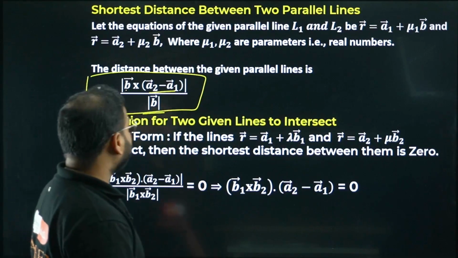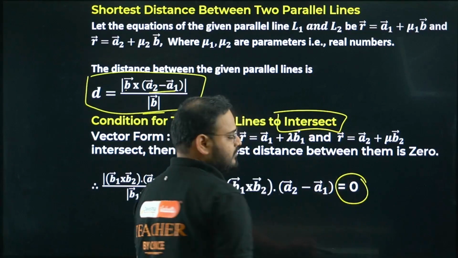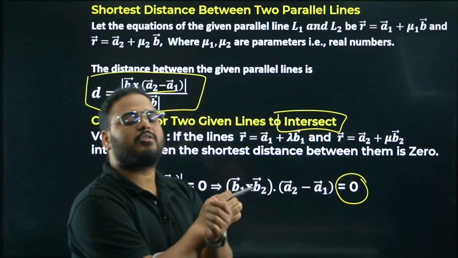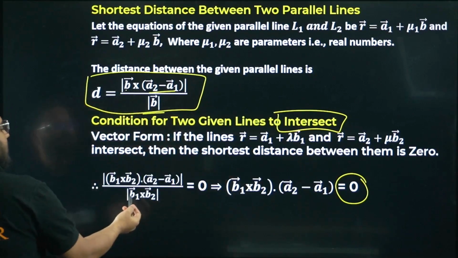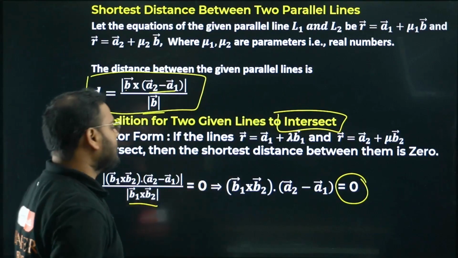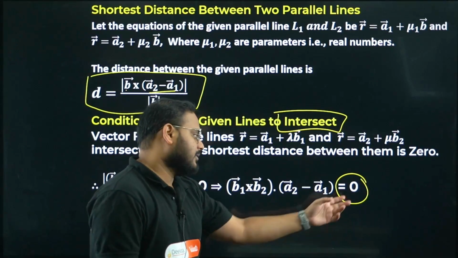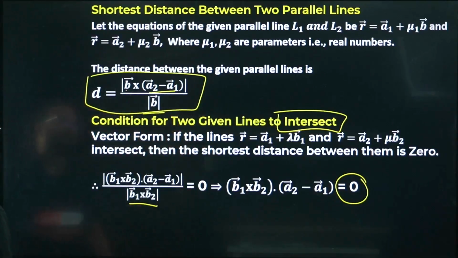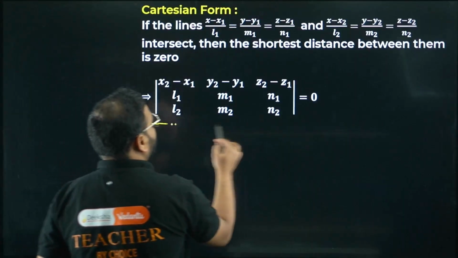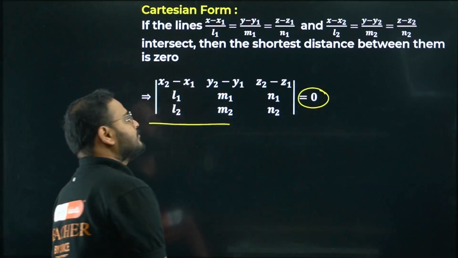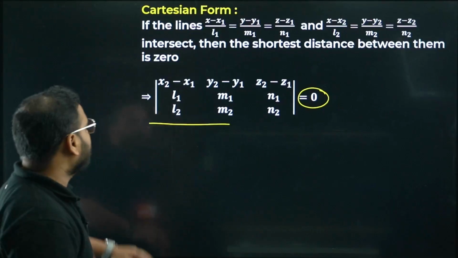When they are intersecting, what will happen? Intersecting in nature means the shortest distance is 0. Please check. Same result you'll write, and you can take the value on the other side. So (b1 cross b2) dot (a2 minus a1) will come as 0. In Cartesian form, same thing, this will turn out to be equal to 0.